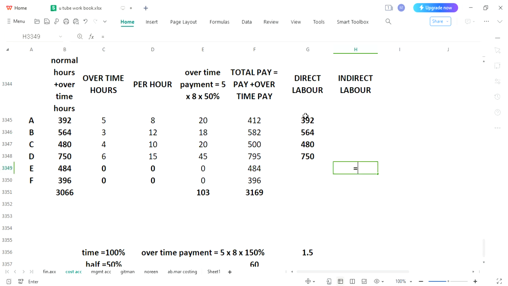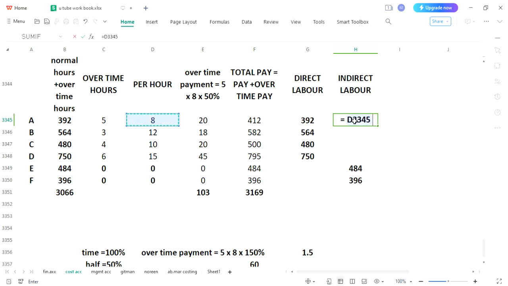Amount of wages of E here and amount of wages of F over here. In this way, you have separated direct labor and indirect labor. And kindly note it down, overtime is not gross payment or direct payment. Overtime would also be included in direct labor.